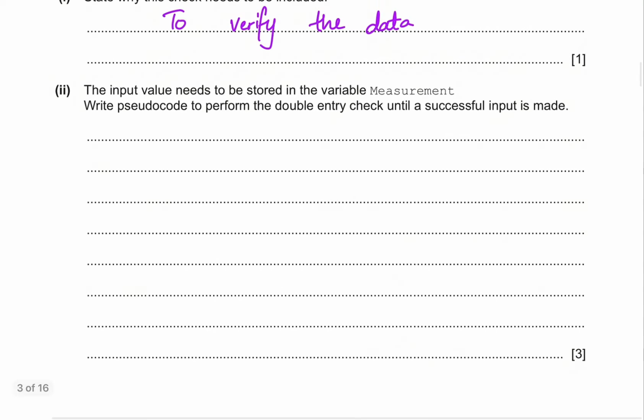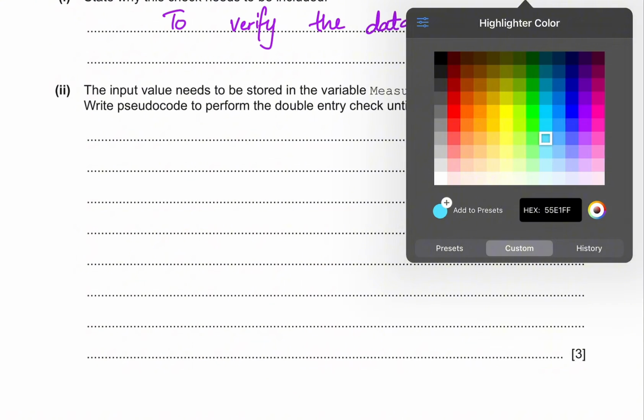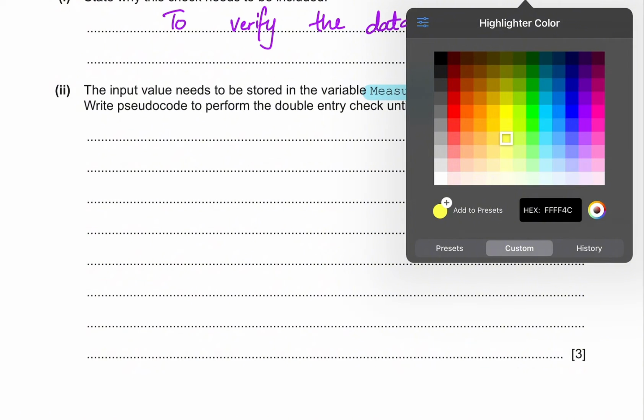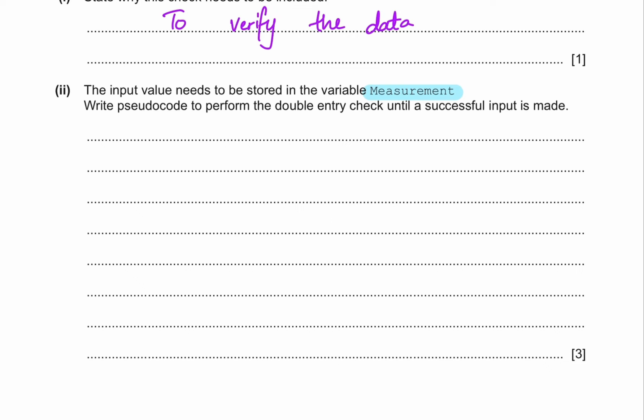The input value needs to be stored in the variable. The name of the variable is measurement. You have to write pseudo-code to perform the double data entry until a successful input is made. How will you write the pseudo-code?